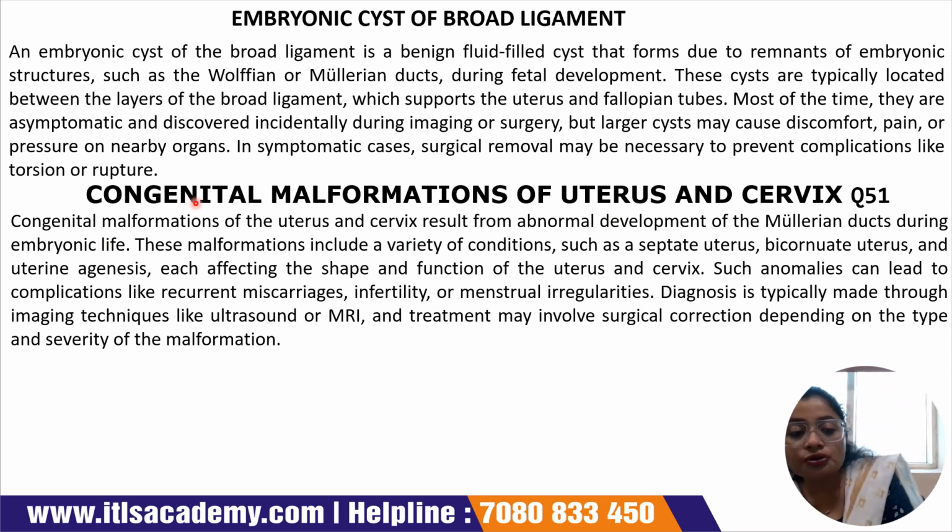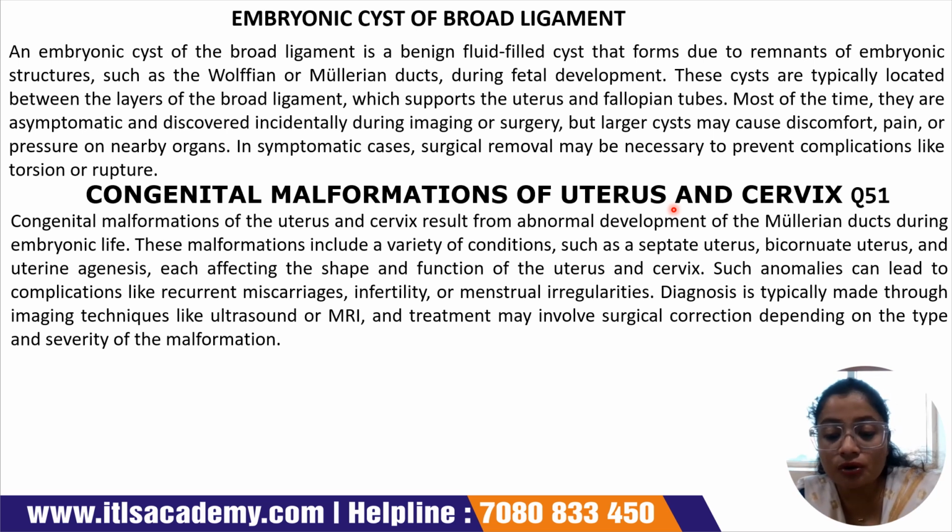Okay, moving on to the next important subcode that we need to talk about, that is Q51, which corresponds to congenital malformations of uterus and cervix. It results from abnormal development of the Mullerian ducts during embryonic life. These malformations include a variety of conditions such as a septate uterus, bicornuate uterus, and uterine agenesis, each affecting the shape and function of the uterus and cervix.